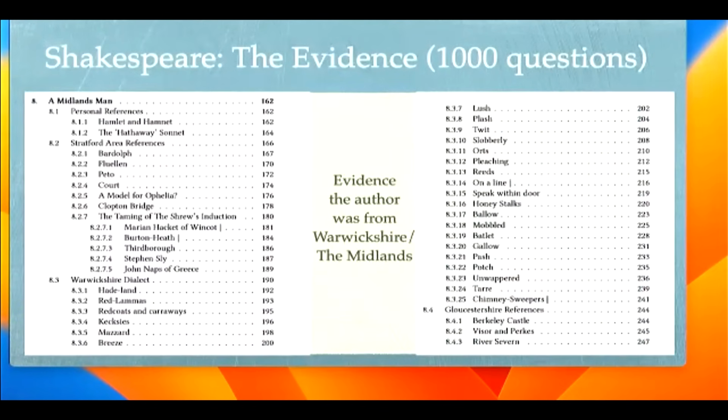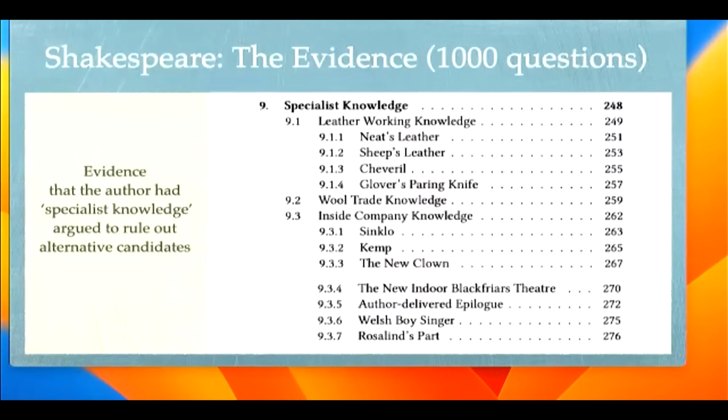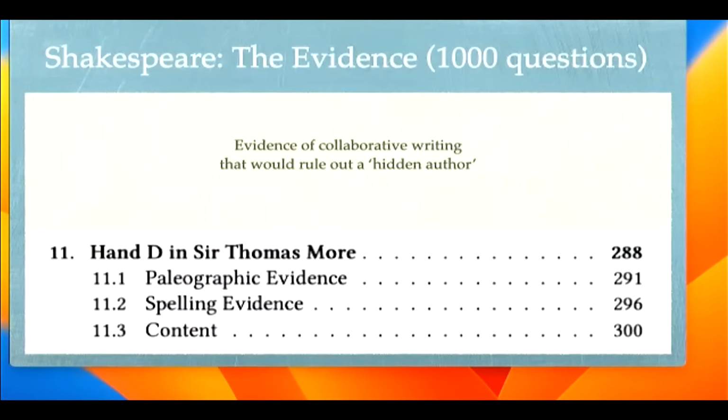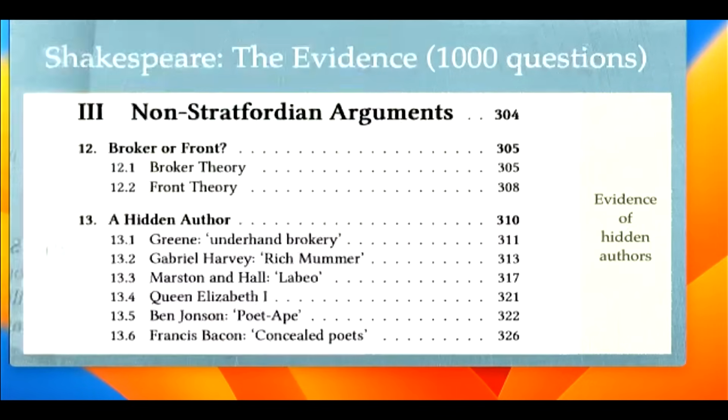Evidence the author was from Warwickshire and the Midlands. Evidence the author had specialist knowledge, which is argued to rule out alternative candidates. Evidence used to argue the author didn't travel, of course, we're very familiar with those. Evidence of collaborative writing that would rule out a hidden author. And then we get to, that's not complete, of course. None of it is complete yet, but non-Stratfordian arguments.